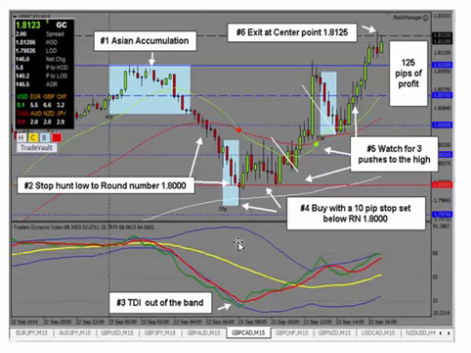Anywhere in here, you can tell with the TDI being out of the band and it's divergent, you could have placed your trade 5 pips above this round number with a 15 pip stop below, and then the pair ran 125 pips in 3 moves.